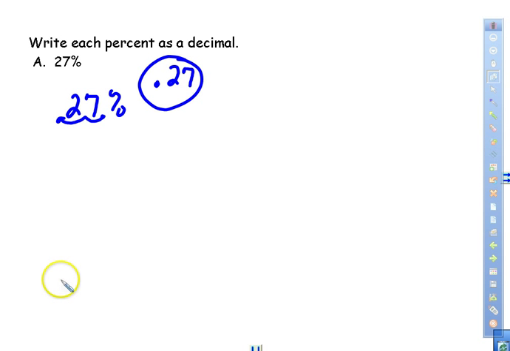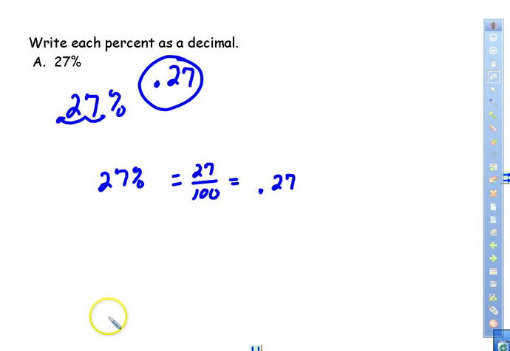Now, if you do it the first way we talked about, taking 27%, you can write that 27% over 100. And when we say 27 hundredths, we write it as a decimal, 27 hundredths. Okay? Whichever method works for you is perfectly fine with me.